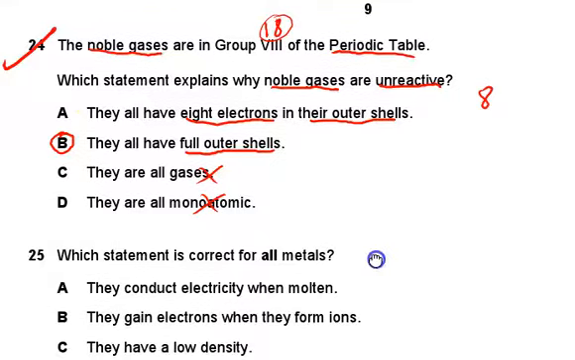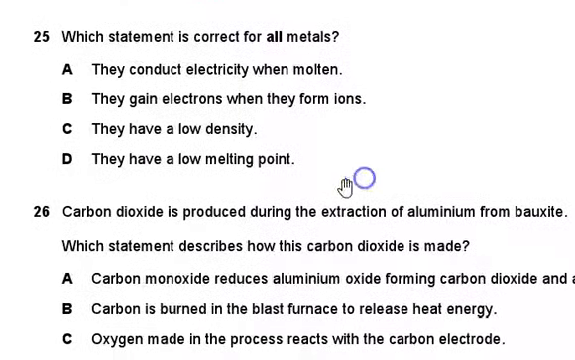Okay, now let us look at number 25. Which statement is correct for all metals? They have a low density, obviously no. Low melting point, obviously no. They conduct electricity when molten.